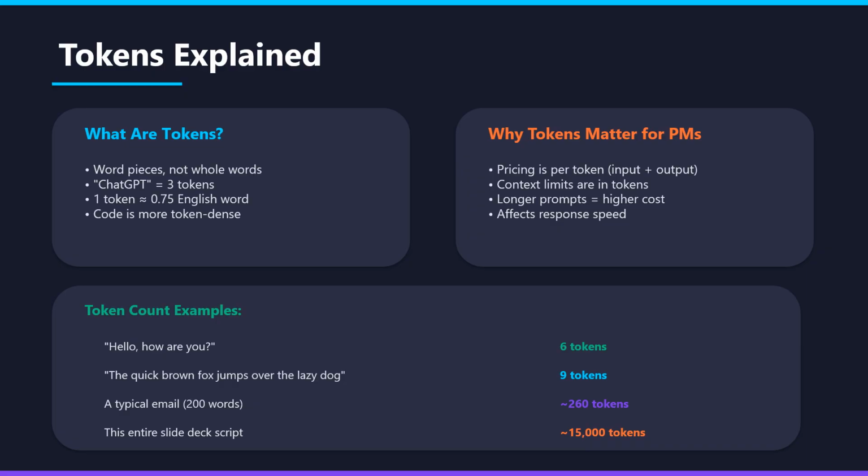"Hello, how are you?" is one sentence, six tokens. "The quick brown fox jumps over the lazy dog" is nine tokens. And a typical 200 word email is about 260 tokens, right? Now consider this entire slide deck script, roughly around 15,000 tokens.